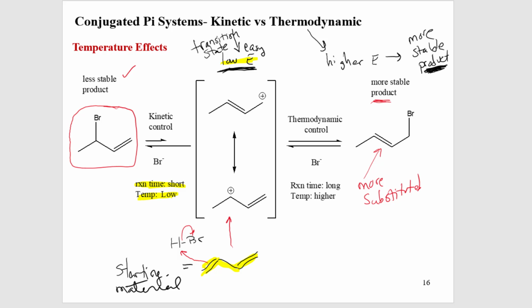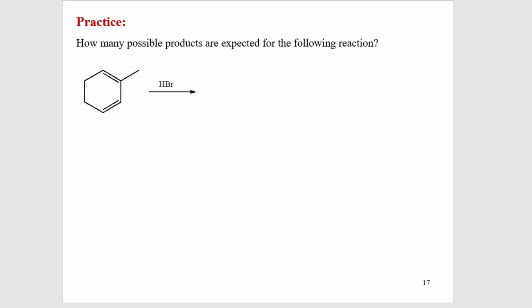What I want you to do is to practice this kinetic and thermodynamic control. Consider all the possibilities for HBr reacting with this diene. And then think to yourself, if I did this reaction fast, what would I get? If I did this reaction slow with higher energy, what would be the best double bond possible?